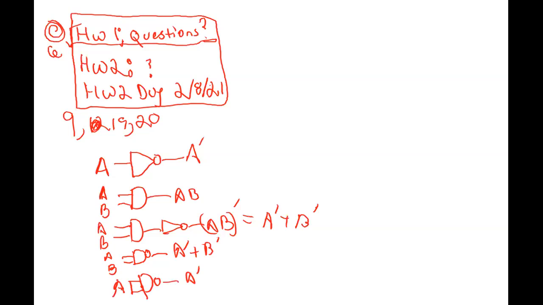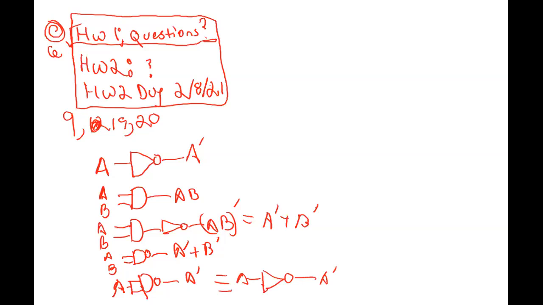I think somebody's got their mic open. Unless you got a question. So then what you want to do here is say that this is equivalent to an inverter with A going in and A prime coming out. In other words, a NAND gate with its inputs wired together is the same exact thing as an inverter in terms of the Boolean algebra.